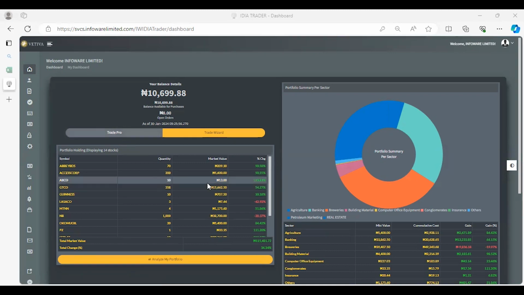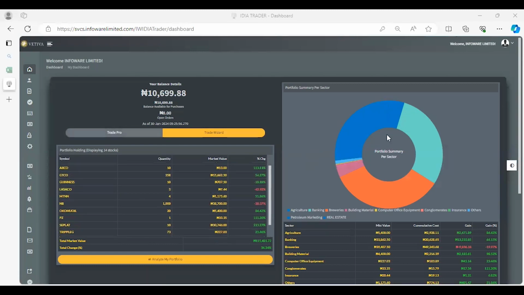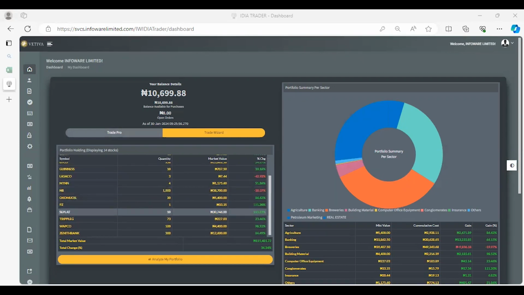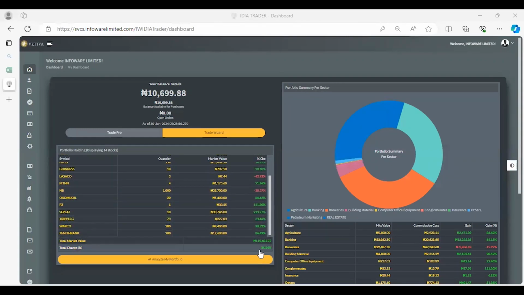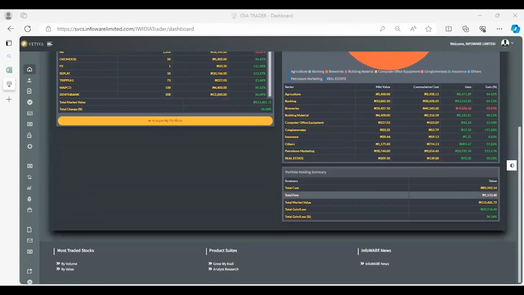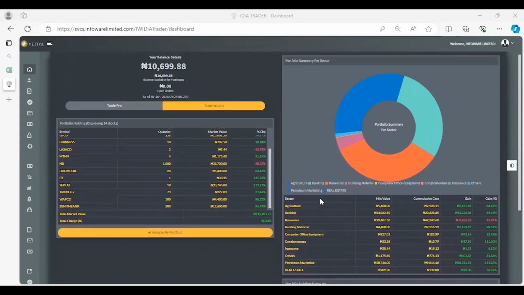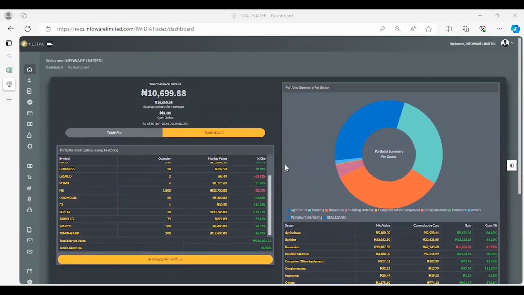Now, today we've made some stock selections, and looking at our portfolio, we have some decent returns, right? That's about 34% return on our investment. And then we have our portfolio distribution, and then we have the sector, then we have the details of portfolio holding. So this gives us a snapshot of all our investments, for us to know how well our portfolio is performing.